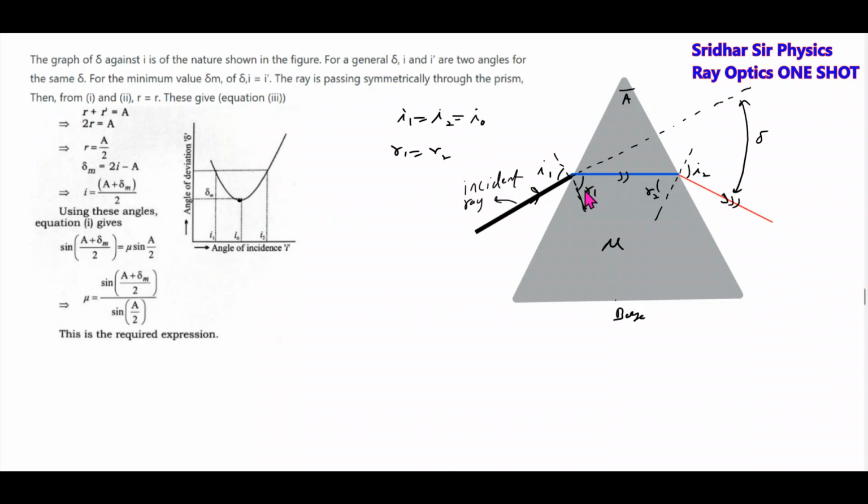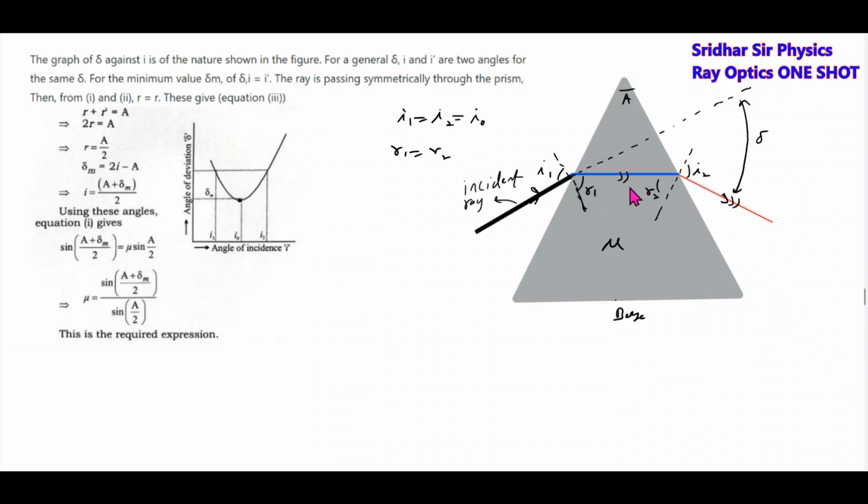At minimum deviation, R1 equals R2, and the angle of incidence equals the angle of emergence, which is equal to say I0. So we are substituting all that. I'll get mu equal to sine of (A plus delta M) by 2 divided by sine A by 2. A is the angle of prism, mu is the refractive index. This minimum deviation I'll calculate from the lab using the prism table. I am able to predict the refractive index of the material of the prism.